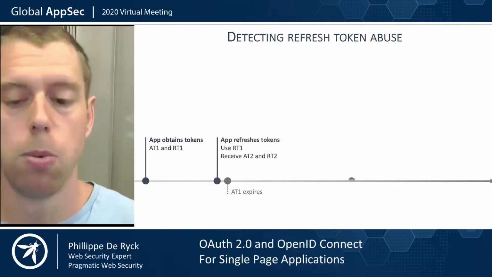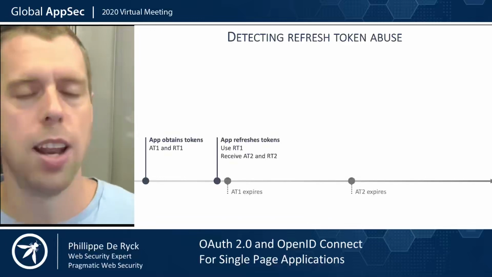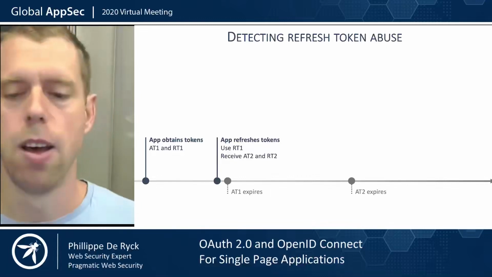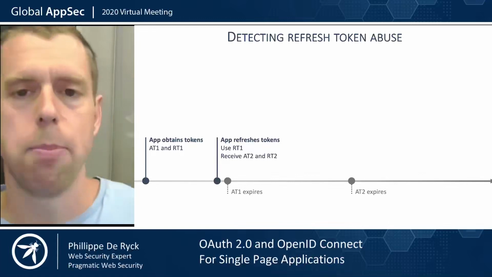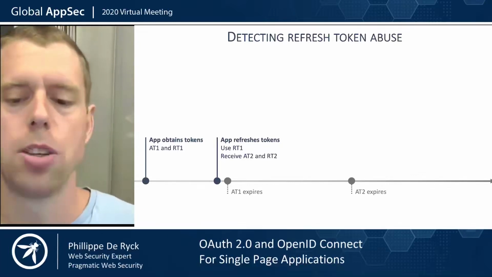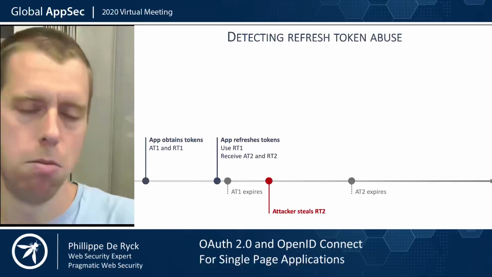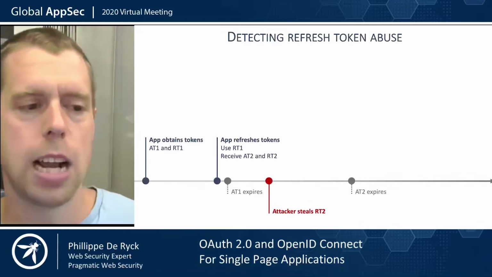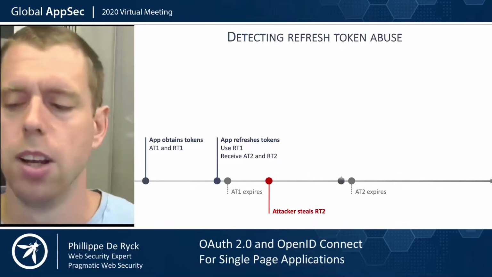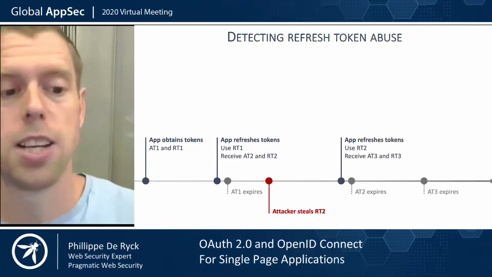So on top, in the blue, we have our legitimate application running its refresh token and access token dance: expires, get a new one, expires, get a new one. At some point in time, the attacker manages to execute malicious JavaScript code and steals refresh token 2. Takes it out, sends it to a server of the attacker, and can potentially abuse it. The application has no idea that this happened and just goes on like before. Token is about to expire, let's get a new one.